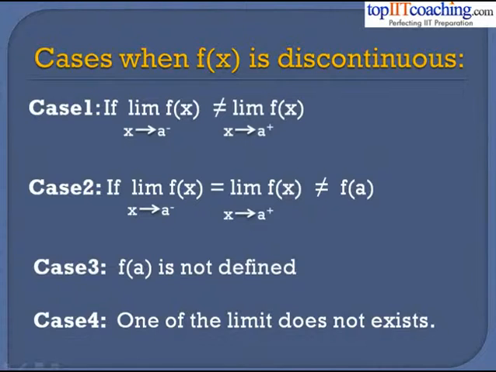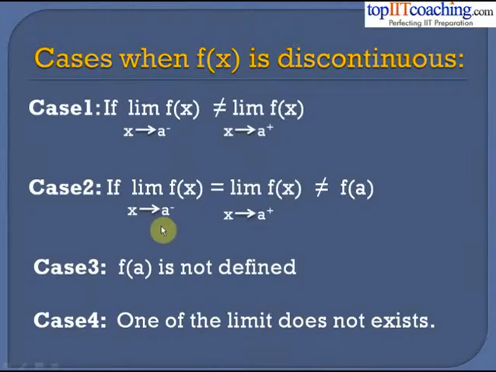The second case is if the left hand limit is equal to the right hand limit but is not equal to f of a, that is, the limit exists, both left hand and right hand limits are equal, but these are not equal to the value of the function at the point x equal to a. So in such a case we say that the limit exists but is not equal to f of a. Now let's come to case number 3, that is, f of a is not defined. In such a case as well, f(x) is a discontinuous function. Case number 4 is if one of the limits does not exist. So the different cases are if the left hand limit is not equal to the right hand limit, then the function is discontinuous.